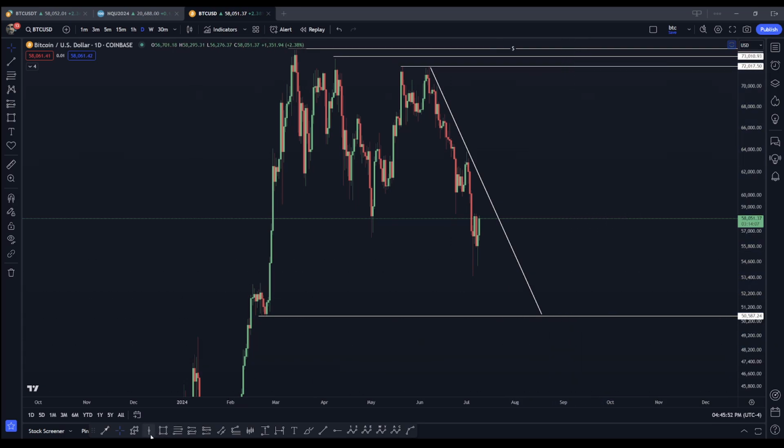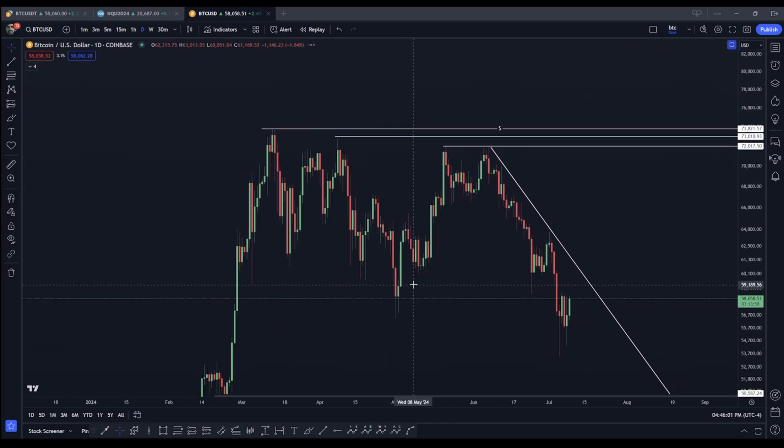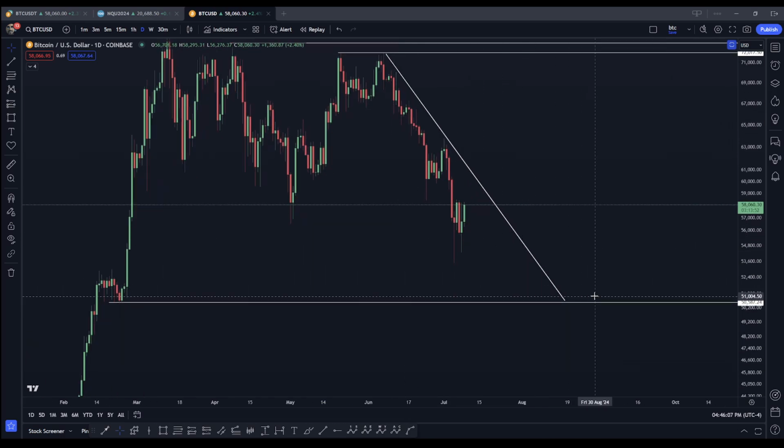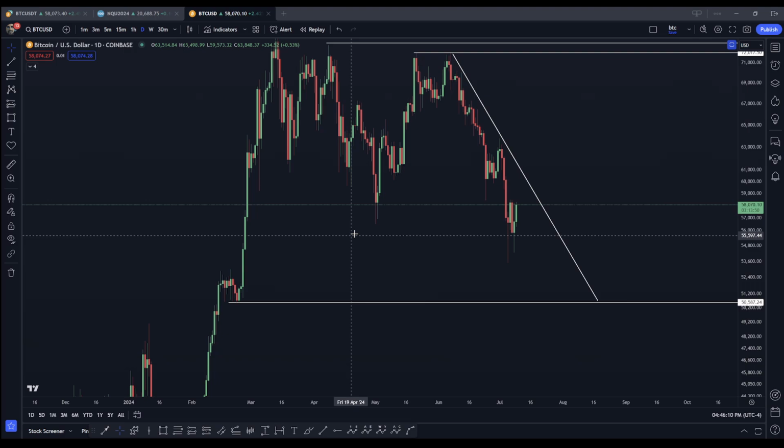The things to look out for are reversal patterns. So if you see a 3 tap or something like that, I would be interested. If you see an IFVG, so something like this, I would be interested. But right now I'm expecting 50k or 50.5.